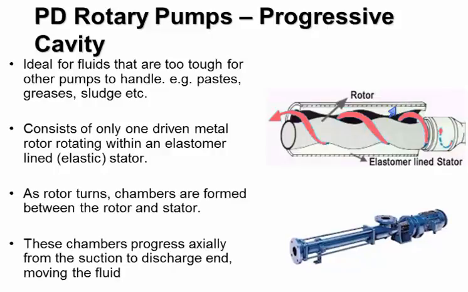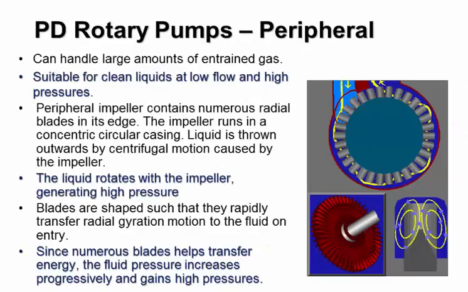So again, it works on the principle of trapping a pocket of liquid and then transporting along the length of the rotor out through the discharge. So it comes in here, gets transported along the length of the rotor, and then pops out on the discharge there. And then we've got a special type of pump called a peripheral pump. And you can see the peripheral pump has a lot of vanes here, a lot of vanes. This type of pump is good for applications where low flows and high pressures are required.